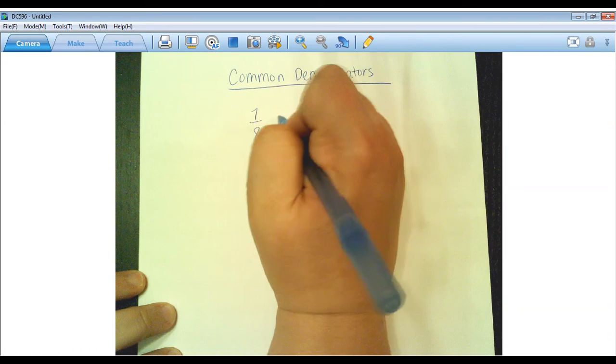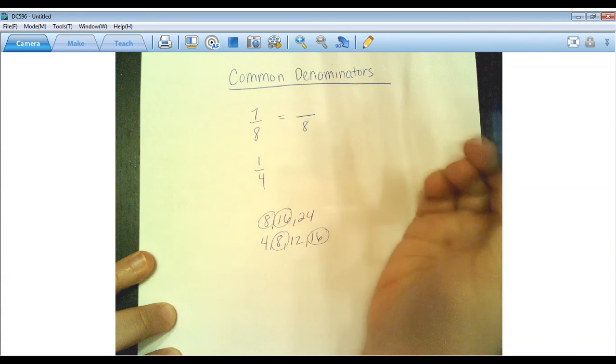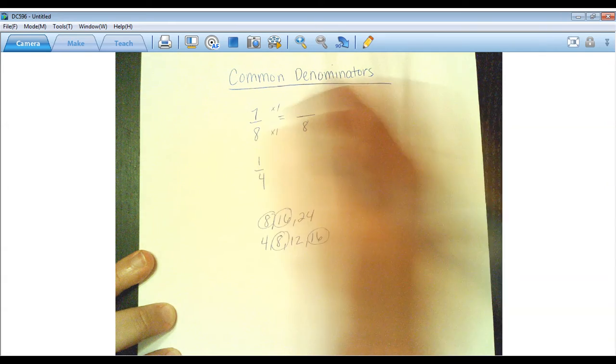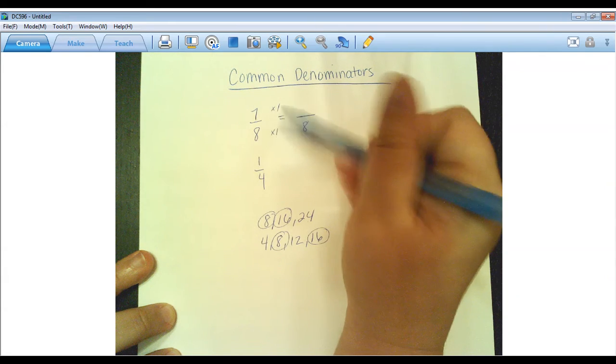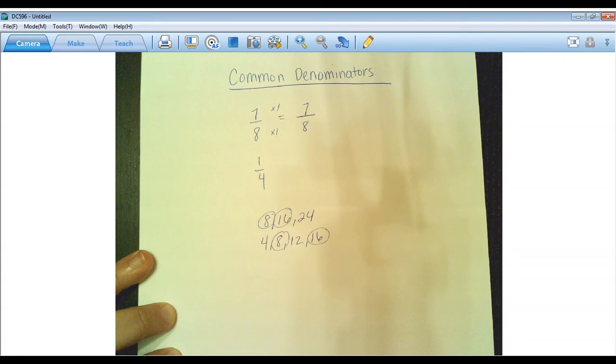Now, the good news is that this fraction, 7/8, already has a denominator of 8. So I don't have to do anything to it because 8 times 1 would give me 8. So I'm going to multiply by 1 because whatever I do on the numerator, I have to do in the denominator. So this is just going to stay 7/8.